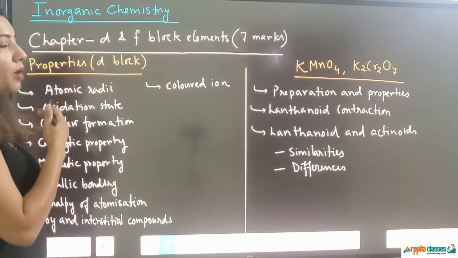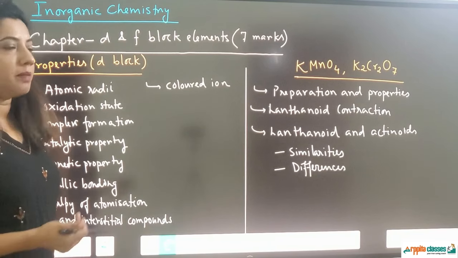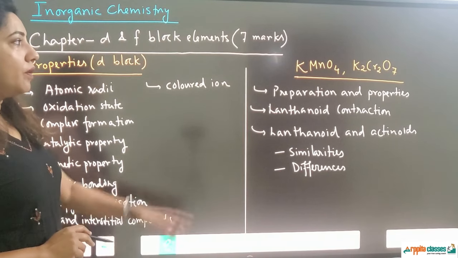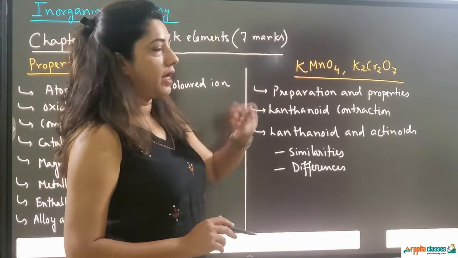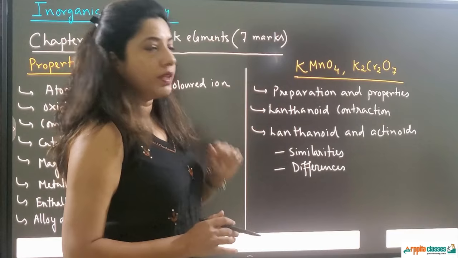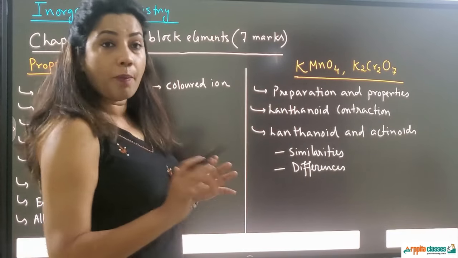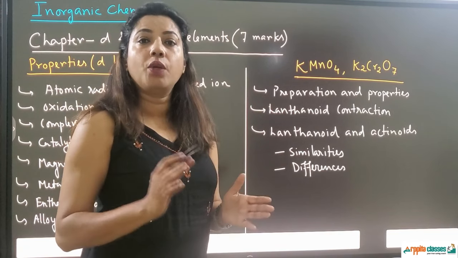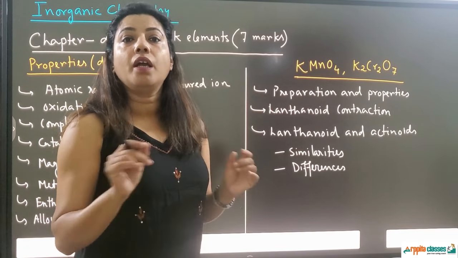We know that all the D block elements form colored ions, so what is the reason behind it? All these things in theory you have to prepare very well. Then we have two compounds here, KMnO4 and K2Cr2O7. We have to prepare the preparation of both of them along with their properties. The properties means I am talking about the chemical properties.